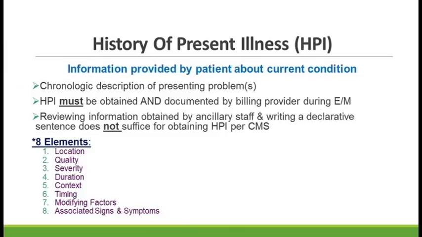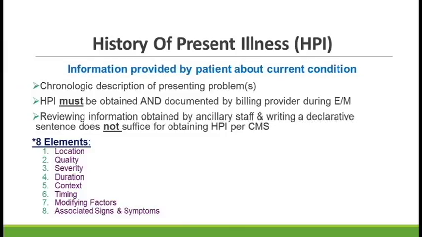It should provide a chronological description about the patient's presenting problems. It describes the first sign or symptom of the patient's condition from onset, or a description of the problem from the previous encounter to the present encounter. Per Noridian, which is the Medicare contractor for Washington State, the history of present illness must be obtained and documented by the billing provider during the encounter. Review and acknowledgement of HPI obtained by ancillary staff is not sufficient to receive credit for history of present illness.